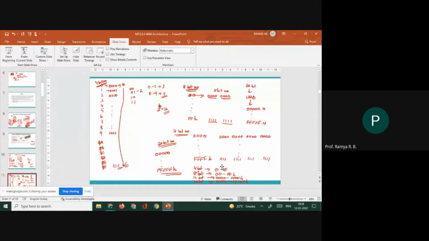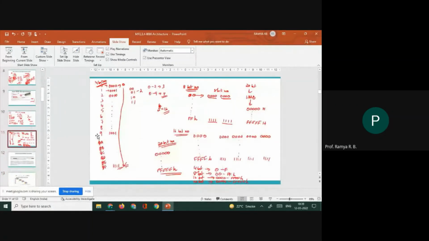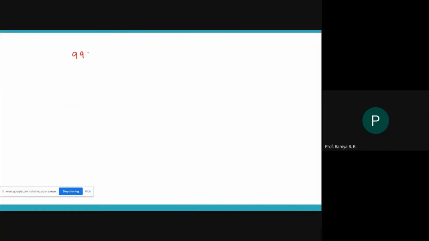Now the question is, why hexadecimal? Why are we going for hexadecimal? So I'll give you the reason for that also. What is the largest number that we can represent using the decimal number system? What is the largest 4-digit number you can represent using the decimal number system? 9999, right? This is the largest 4-digit number which you can represent using the decimal number system.